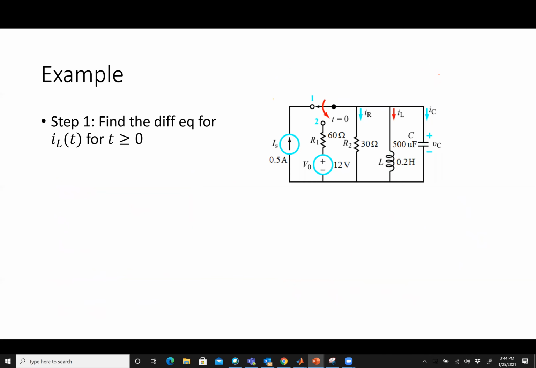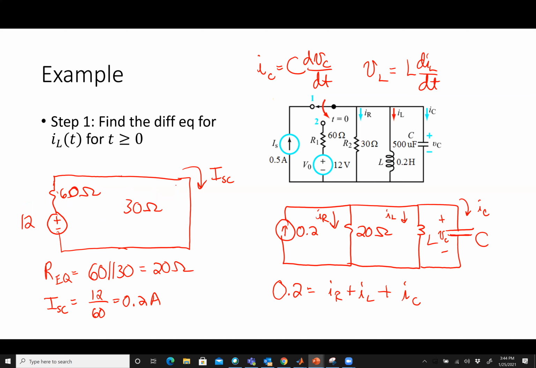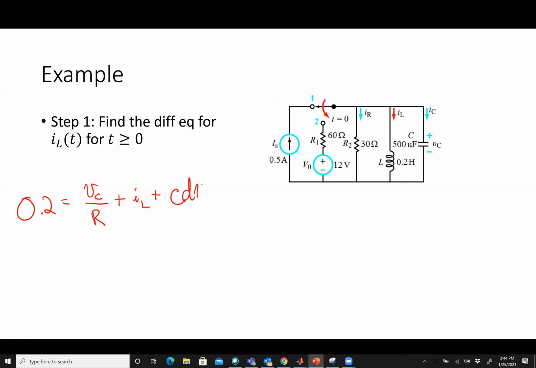So that means in this particular case, I can say that I have 0.2 equals V sub C over R, that's the resistor current, plus I sub L plus, we said I sub C, that's C dVc dt. But since we know that V sub C equals V sub L, how can I use that to turn this into a second order equation? How does that become second order?